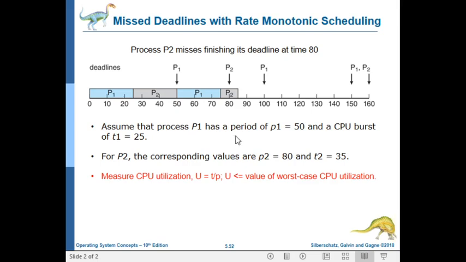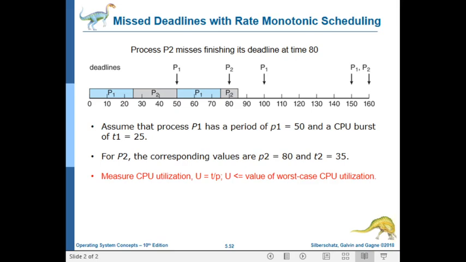We assume that process P1 has a period of 50 and its CPU burst is 25. For P2, the period is 80 and the processing time is 35. So the total CPU utilization of the two processes is 0.94, or 94%. Therefore, it seems logical that the two processes could be scheduled and still leave the CPU with 6% available time. So we look at this figure.